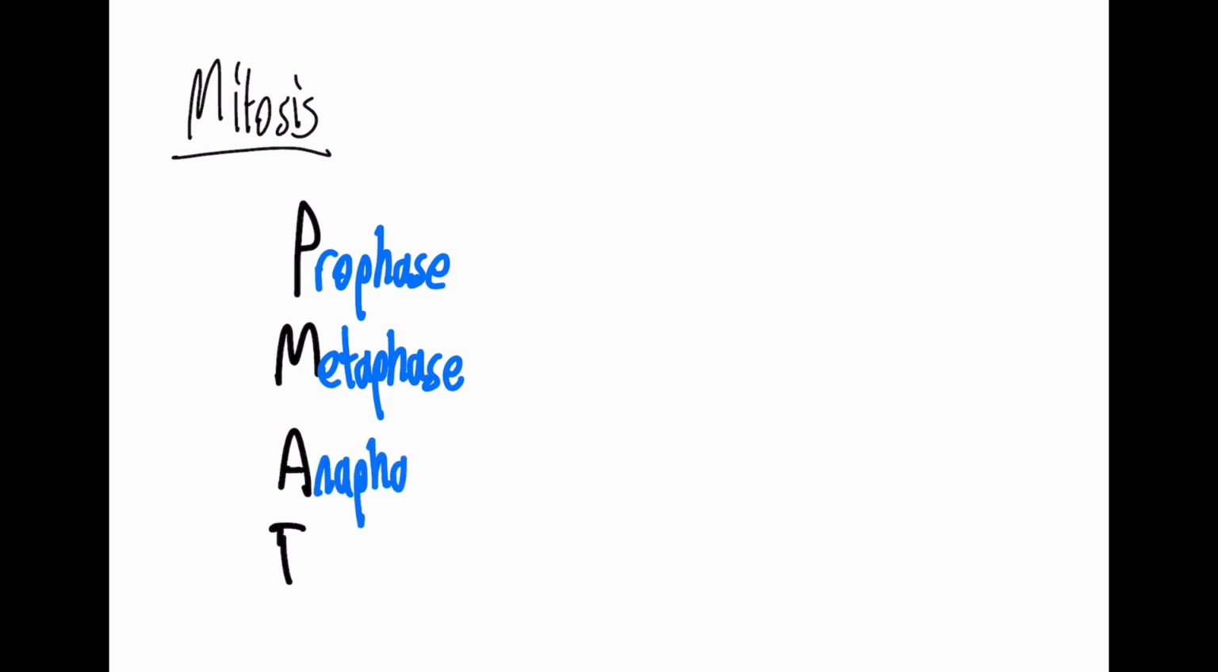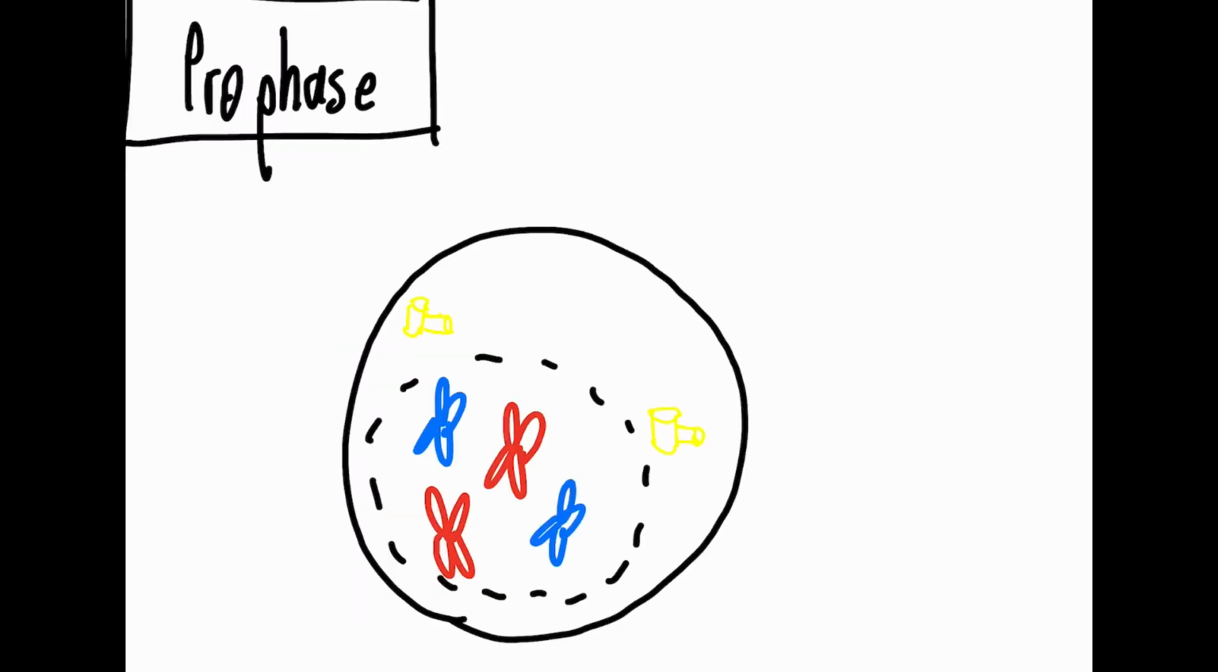P stands for prophase, M stands for metaphase, A stands for anaphase, and T stands for telophase. Each of these 4 phases has key differences that you should be able to identify based on diagrams alone.